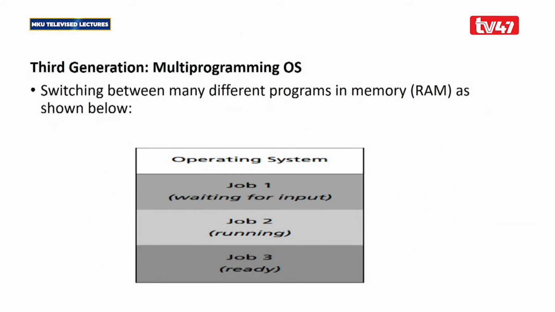Then the third generation is where we had multiprogramming, where we could switch between different programs in memory, that is random access memory, as shown below. We have job 1, job 2, job 3. Job 1 is waiting for input, job 2 is running, and job 3 is ready to be executed. So that is multiprogramming, whereby we have several programs residing in RAM at the same time, and they are all concurrently being executed.